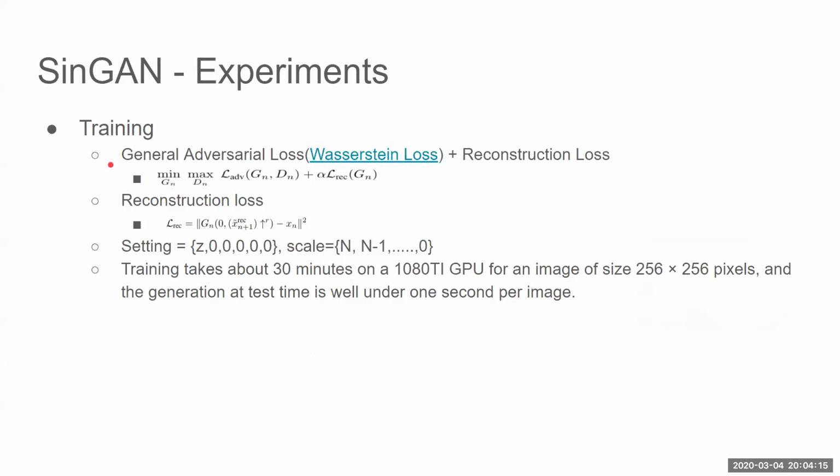So for the training, the generator uses Wasserstein loss, which is a slightly modified version of the cross entropy loss, which we have discussed in the classic GAN section. And this is basically the reconstruction loss, which we saw in the previous slide, so that the overall statistics of the image are also matched. You can see training takes about 30 minutes on a 1080 Ti GPU for a 256 by 256 size image, and the generation at test time is well under 1 second per image.